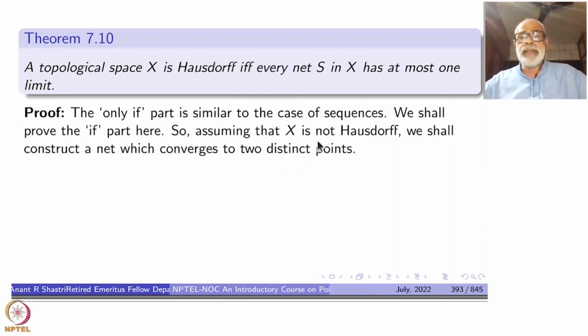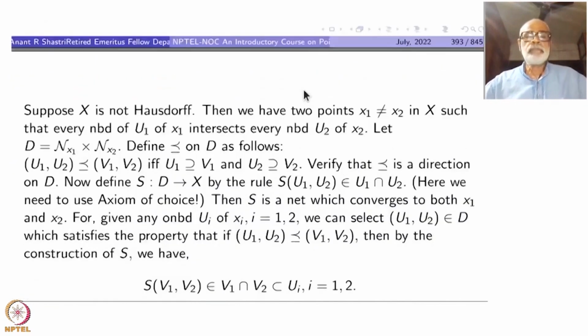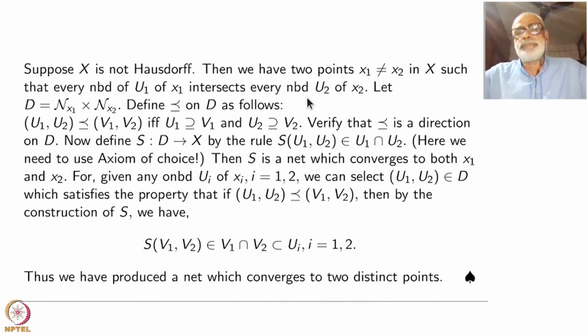So assume that X is not Hausdorff, then I will prove that this property doesn't hold. That is the same thing as proving property implies Hausdorff, not Hausdorff implies not this property. So what does not this property mean? There exists some net S which converges to at least 2 points. If I prove that, then I have finished the proof of this theorem. So suppose X is not Hausdorff.